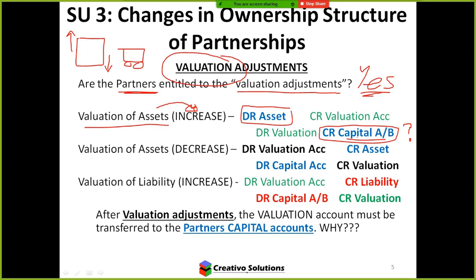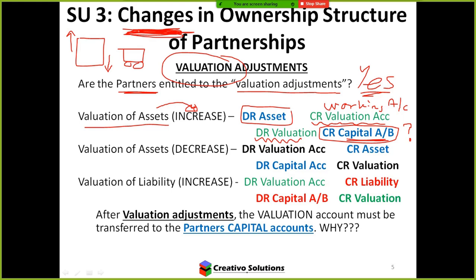You'll credit the capital account for A and B because who owns the assets? The partners. The partners own the asset, so any benefit goes to their capital accounts. Notice you have this, which is a working account. That working account is only relevant when you're processing the change in ownership. So you'll only ever have it when you're looking at a change in ownership. You'll never, ever, ever have a valuation account in any other situation.